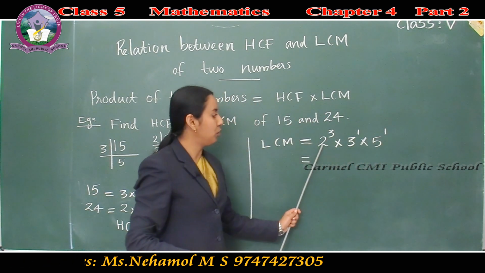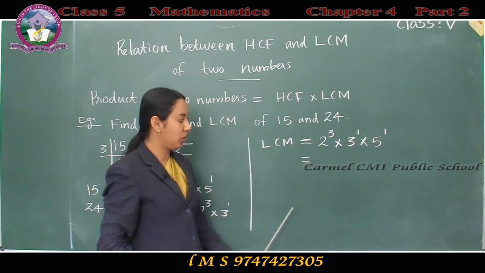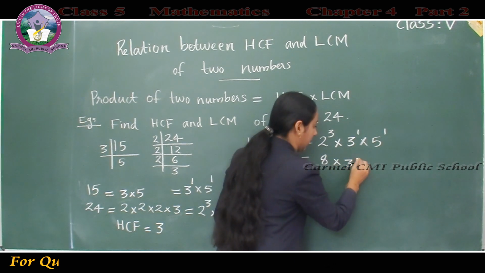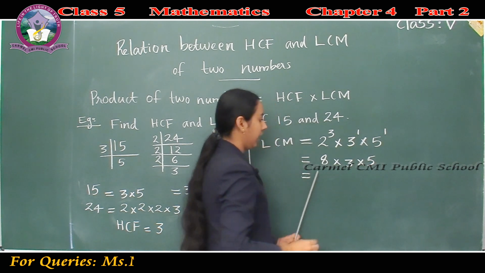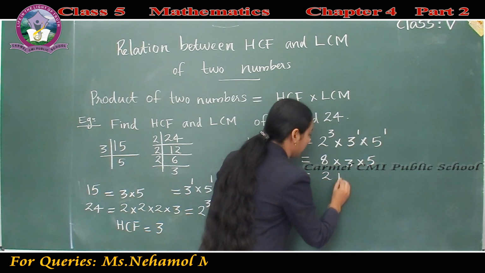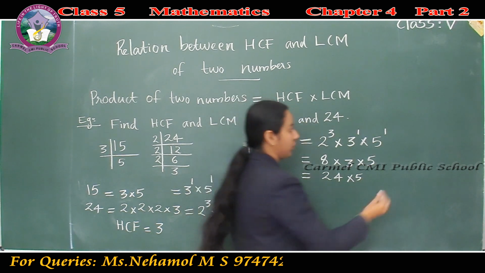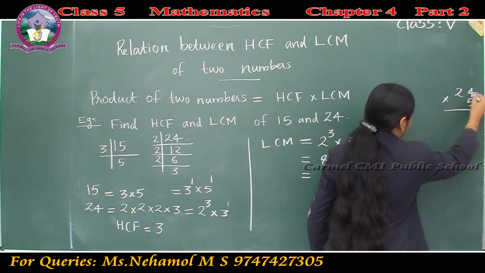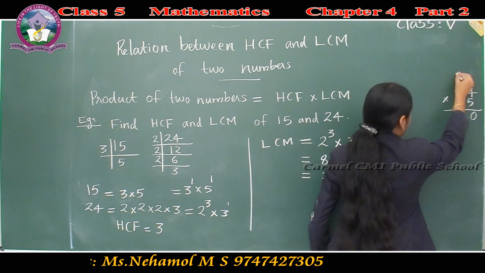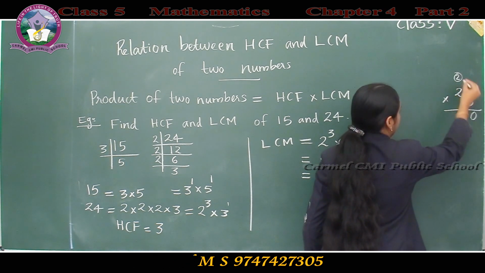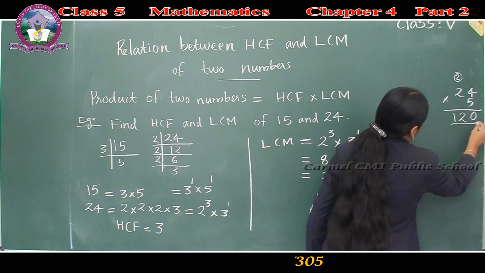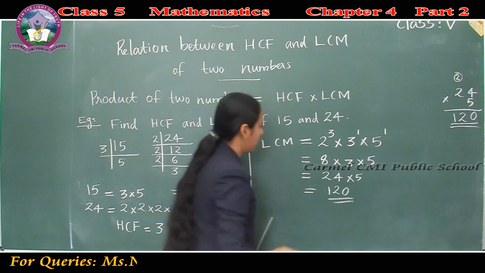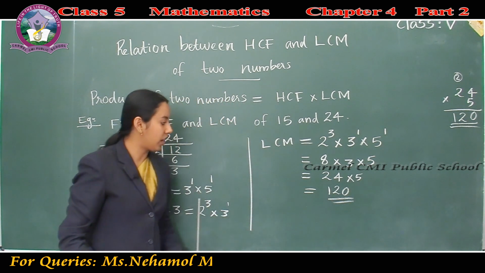That is equal to 2 raised to 3. 2 raised to 3 means 2 into 2 into 2. That is equal to 8 into 3 into 5. 8 3s are 24. 24 into 5. What is 24 into 5? 5 4s are 20, 0 here, 2 here. Then 5 2s are 10, 10 plus 2 is 12. It is equal to 120. So LCM is equal to 120.